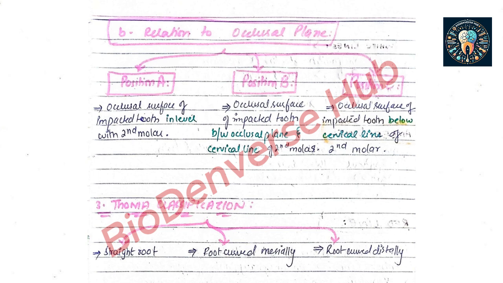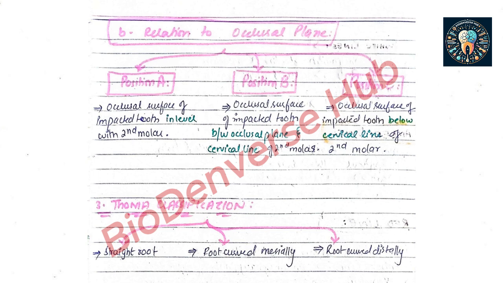And position C is when the occlusal surface of the impacted tooth is below the cervical line of the second molar. So in the first case, position A, it was at the level of the occlusal plane of the second molar, in position B it was present between the occlusal plane and the cervical line of the second molar, and in position C it was below the cervical line of the second molar.